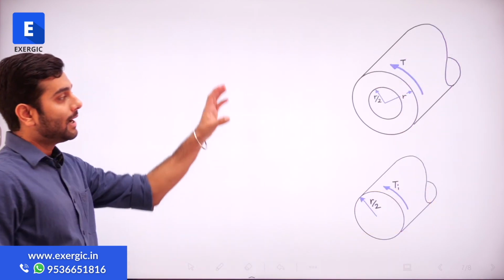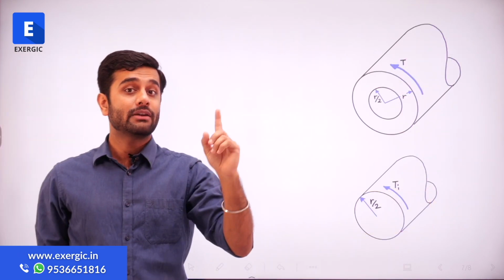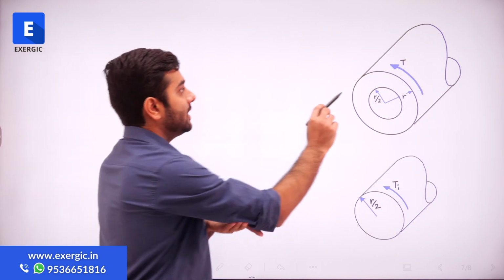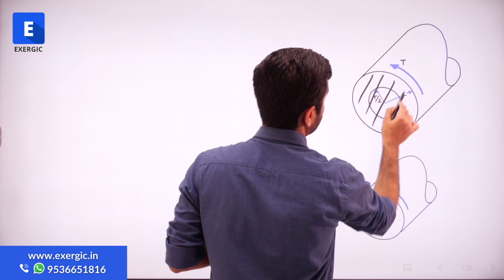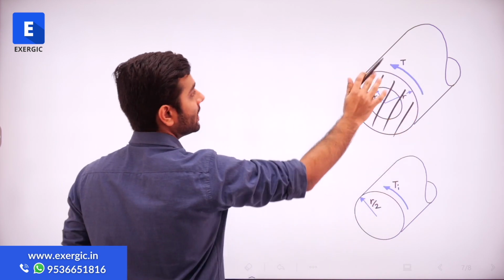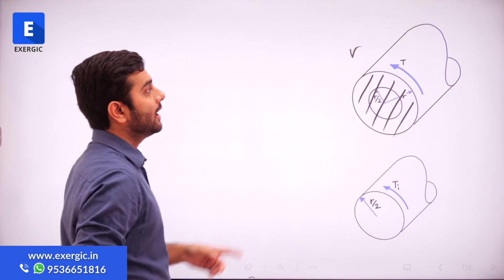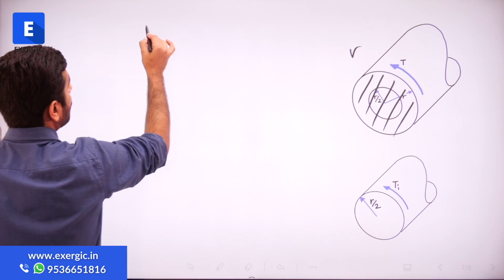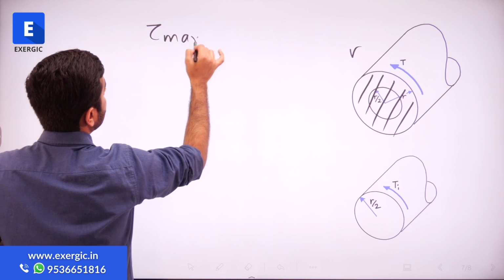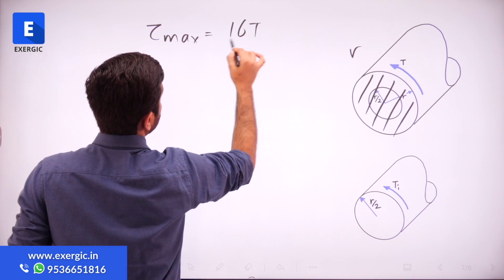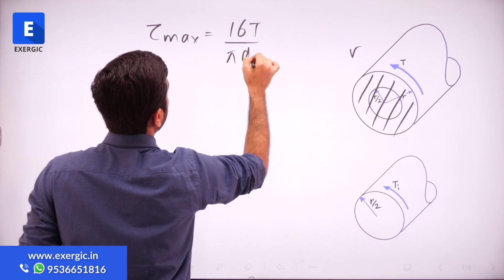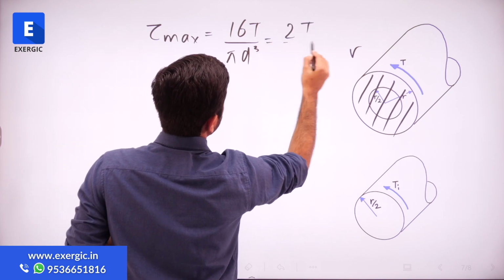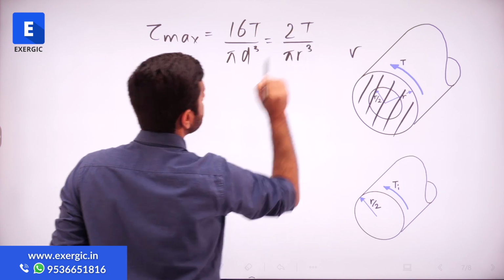Now let us come back to the initial discussion that we were having in the very first point. Consider a solid shaft of radius R, and on that shaft we are applying a torque T. To find out the maximum value of shear stress, I am using 16T by pi d cube, or in terms of radius, what can I write? It's 2T divided by pi r cube, right?